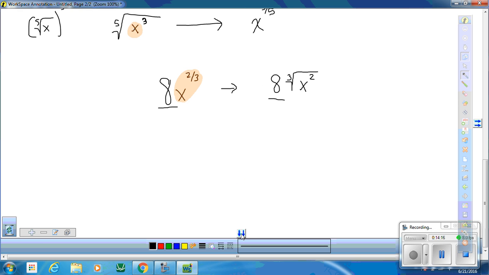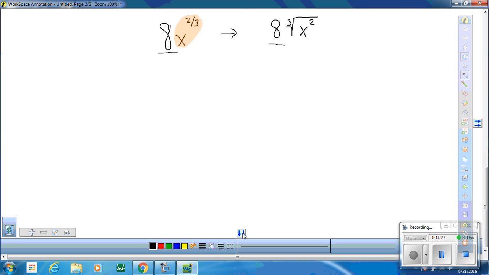Remember, with our laws of exponents, if we multiply like bases, we can add the exponents. If we divide like bases, we can subtract the exponents. If we take a power to a power, we can multiply the exponents. And just because the exponent is a fraction doesn't change those rules. If I have x to the 1/4 times x to the 2/3, I can do that because my law of exponents says that if I multiply like bases, I add the exponents.